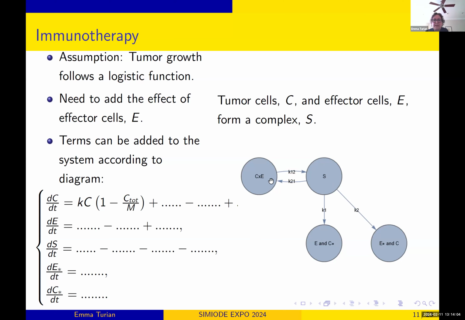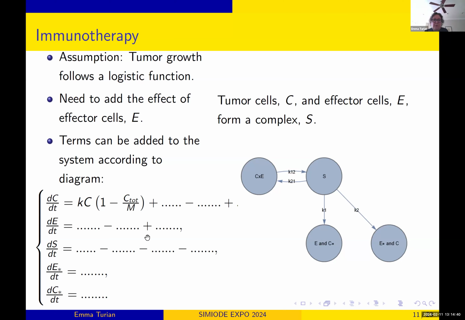So what's happening in here is the effector cells, which are the immune cells, are starting to fight with the cancer cells, and they create a complex, and there are 3 things that are happening from this complex. So from this complex, they can go back to the way they were, the cancer cells and the effector cells, or the cancer cells are dying, or the effector cells are not really dying, but they become inactive.